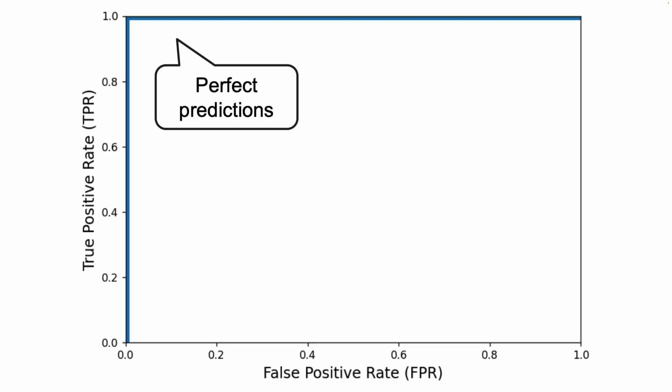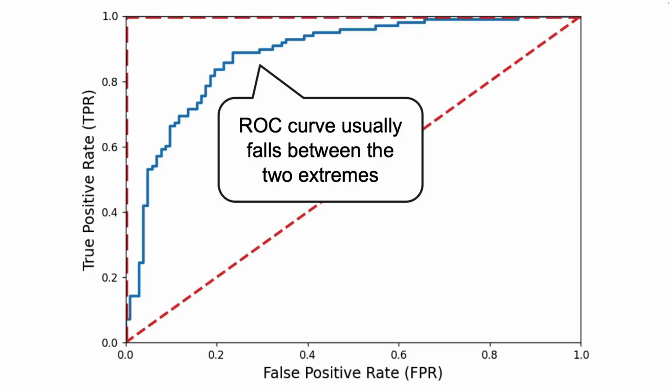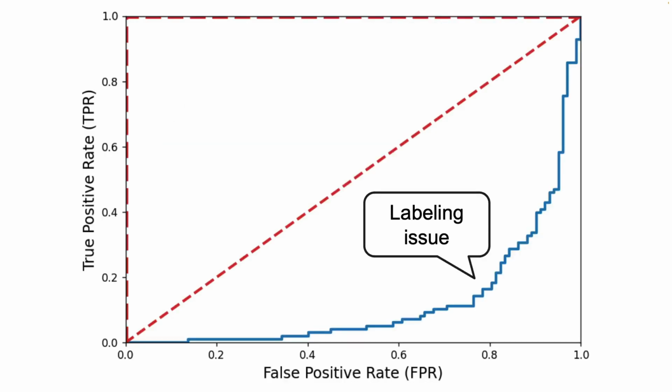On the other hand, if our ROC curve looks like this, then we've got ourselves a perfect model. However, in most cases, a model's ROC curve will fall somewhere in between these two extremes. If the ROC curve falls outside this range, this would most probably indicate a data labeling issue, and that the model is predicting the opposite of what it should be.